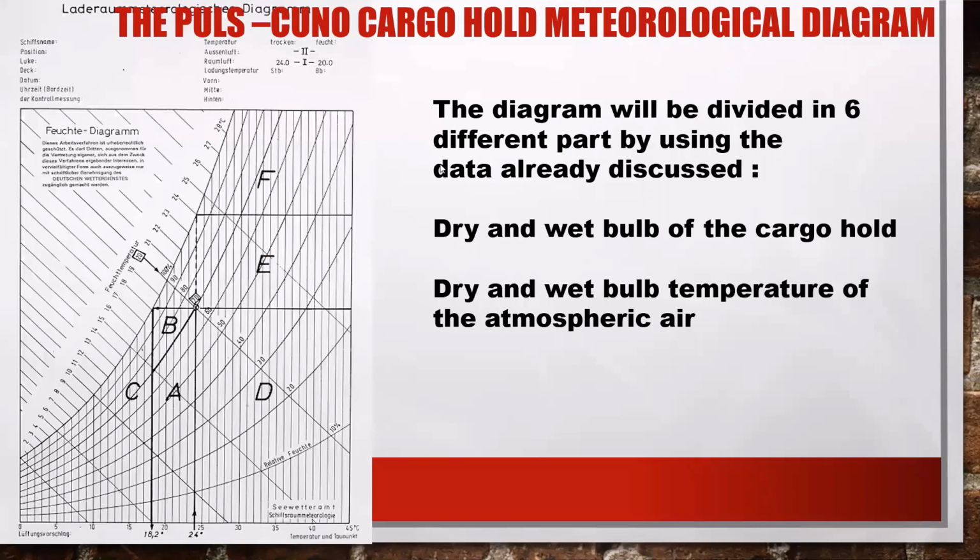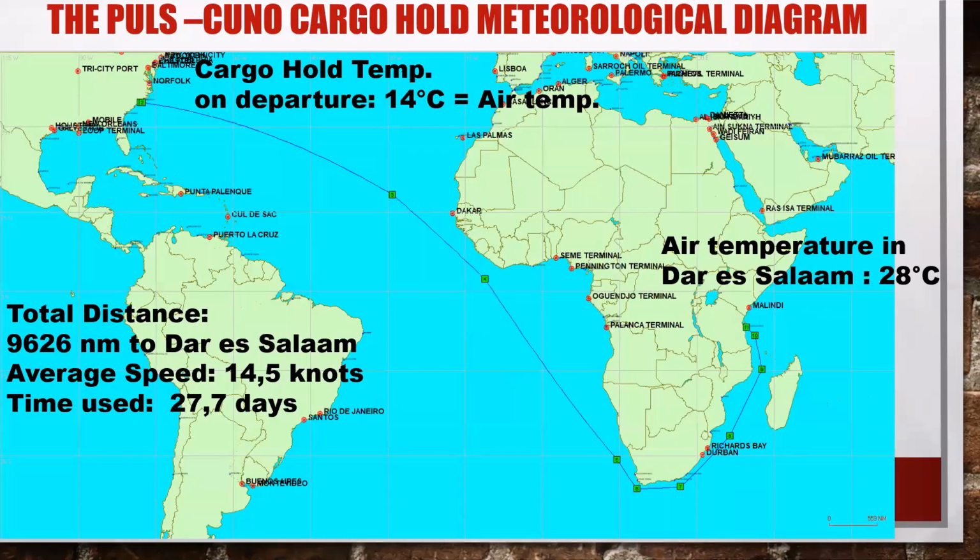So let's have a small demonstration of how it works by using an example. This is our example. The voyage is with grain on a bulk carrier from the US East Coast to Dar es Salaam, which is on the east coast of Africa. The cargo hold temperature on departure is 14 degrees, which is the same as the air temperature. The total distance is 9626 nautical miles, with an average of 14.5 knots. I would use 27.7 days.